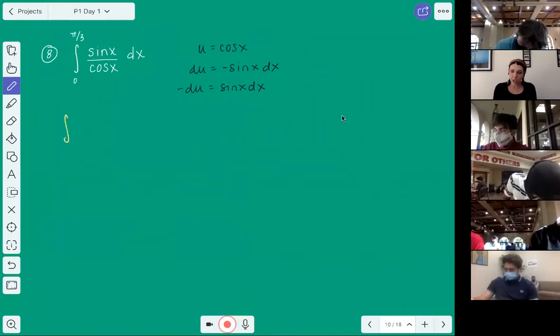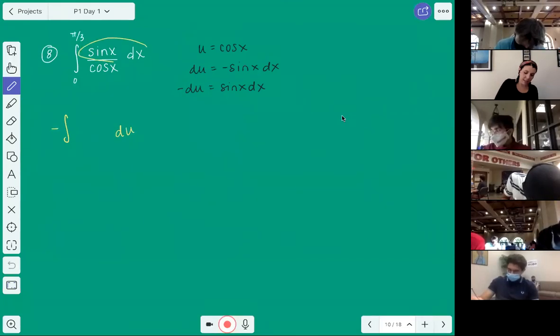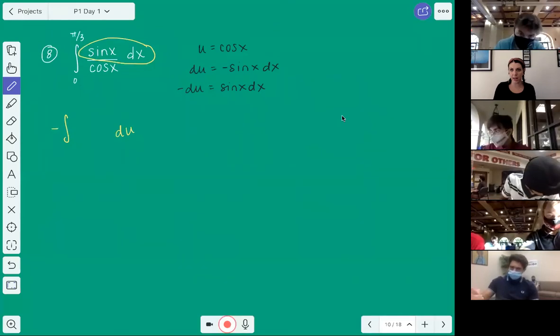Sine x dx, that's just equal to negative du. I'm going to throw a negative all the way out in front where I like to put my constants, and my du is going to go at the end. That has replaced this portion. Sine x dx got replaced with a negative du.